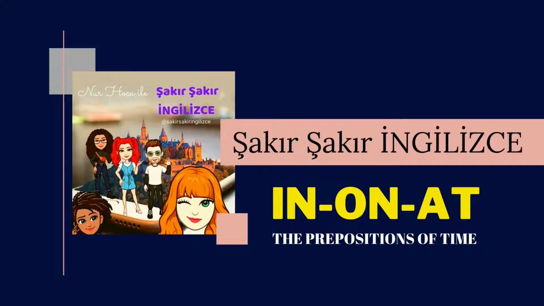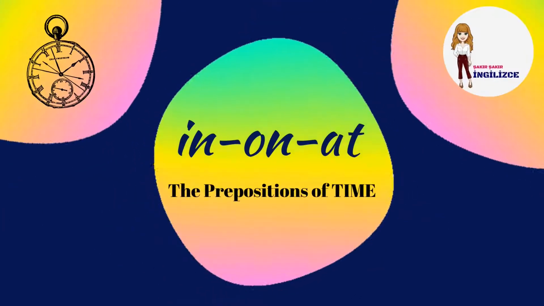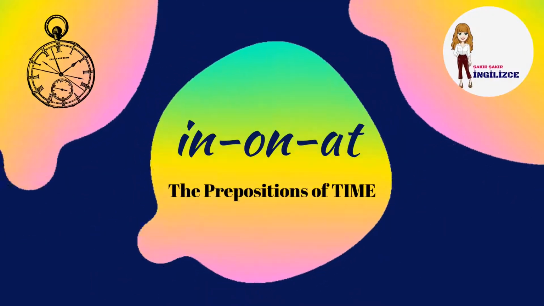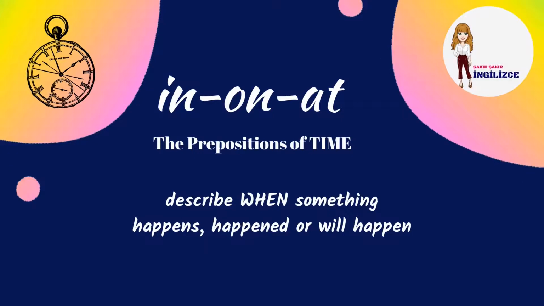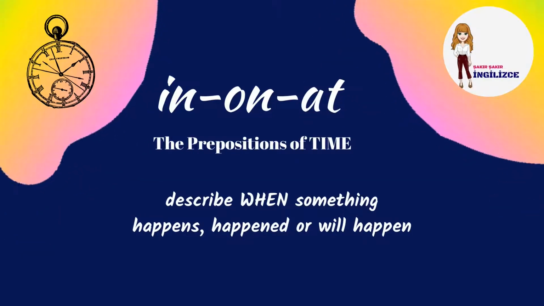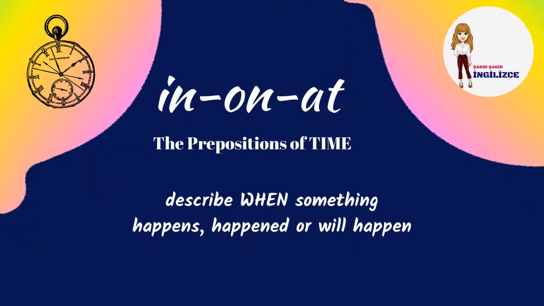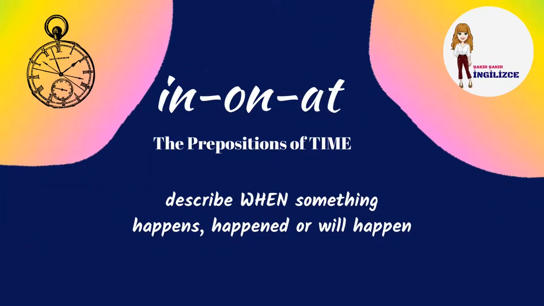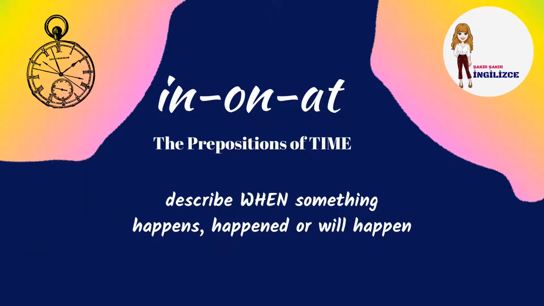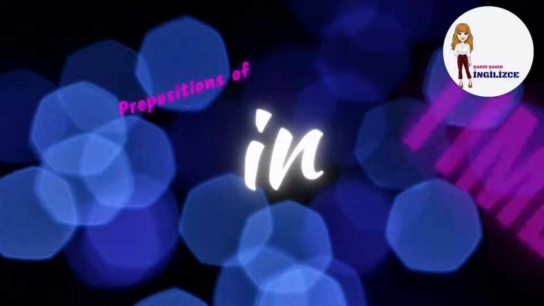In this grammar lesson, we are going to study the prepositions of time in, on, and at. The prepositions in, on, and at describe when something happens, happened, or will happen. What is the difference between in, on, and at? Let's have a look.